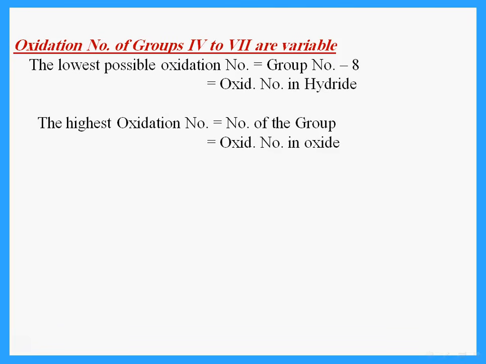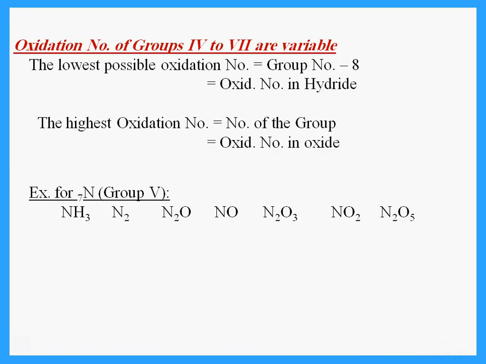Remember that we said group 1, 2, and 3 have a specific oxidation number, 1, 2, and 3. But we said the rest of the groups, you can have variable oxidation numbers. And remember that the lowest possible oxidation number is the group number -8. So if I'm talking about nitrogen, nitrogen is in group 5. So the lowest oxidation number it can have is 5 minus 8. So that is -3. And the highest oxidation number is the number of the group. So if this is group 5, then the highest oxidation number is +5.